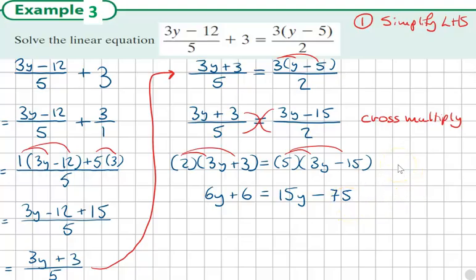So then we do letters to the left. So the 6y is already on the left, so that's fine where it is. But the 15y has to come over to the left and turn into minus 15y. Then we do numbers to the right, or constants to the right. So the minus 75 is already on the right, so that stays where it is. And the 6 comes over and becomes minus 6.